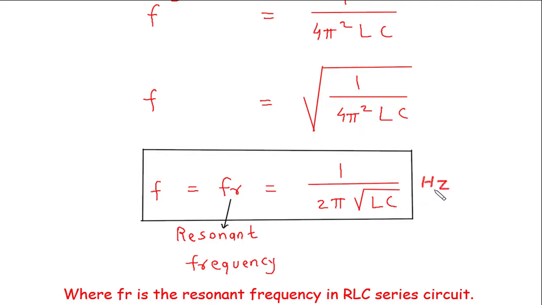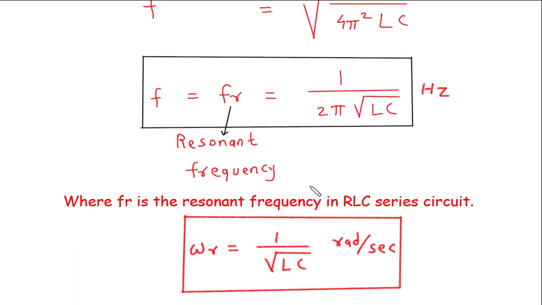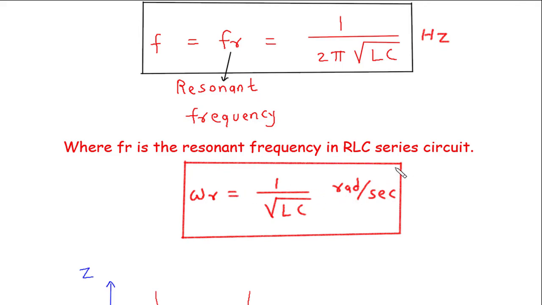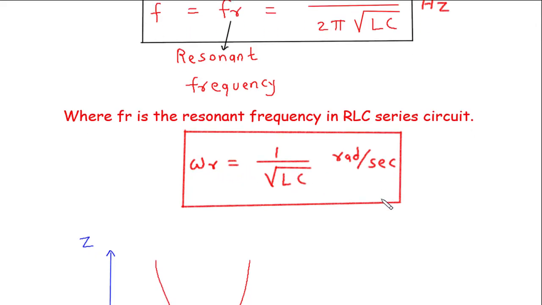The unit of frequency is Hertz, where Fr is the resonant frequency in an RLC series circuit. Also we can write this in angular frequency form. So omega r is equal to 1 upon under root LC. Its unit is radian per second.